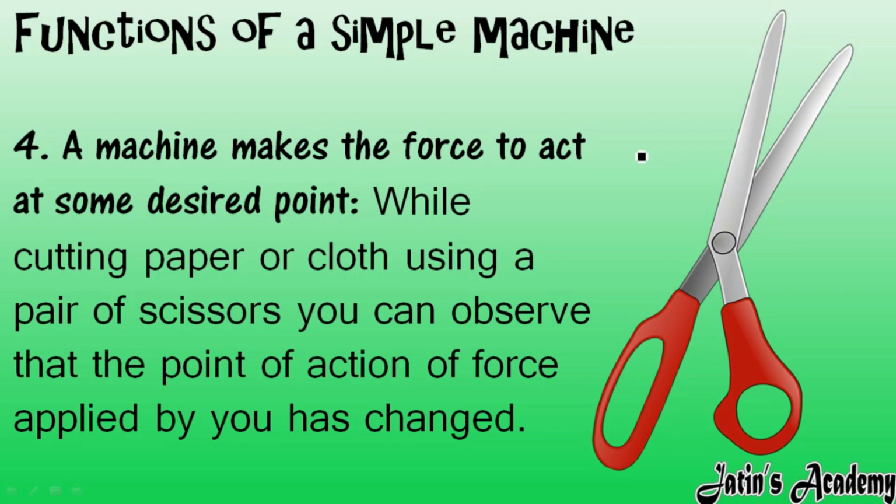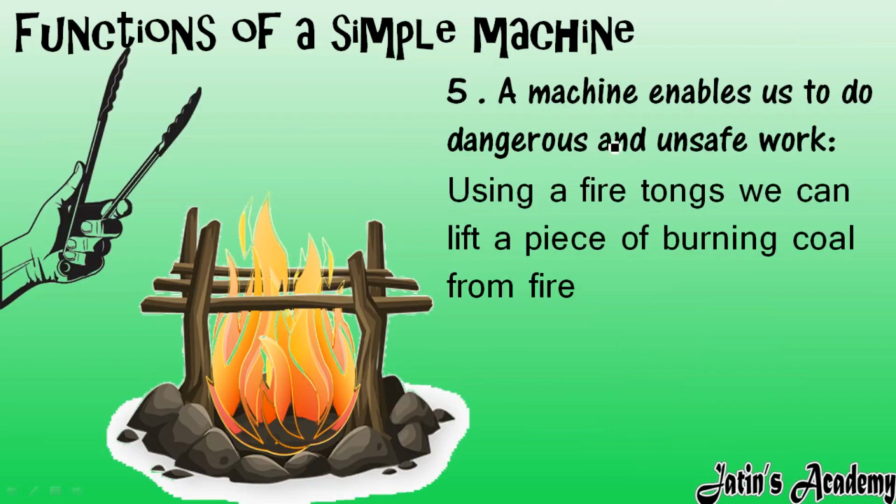Next, we have the fifth function of a simple machine: a machine enables us to do dangerous work. For example, we want to burn a substance in this fire. Just using your fingers and putting them into this fire is very difficult and unsafe work to do.